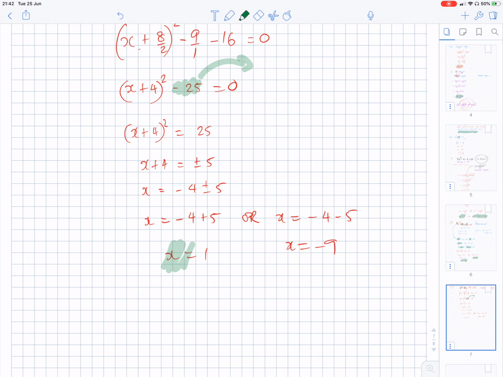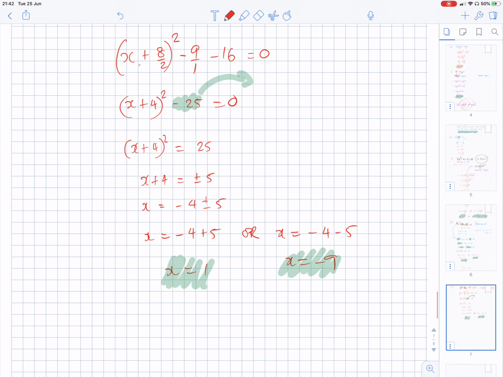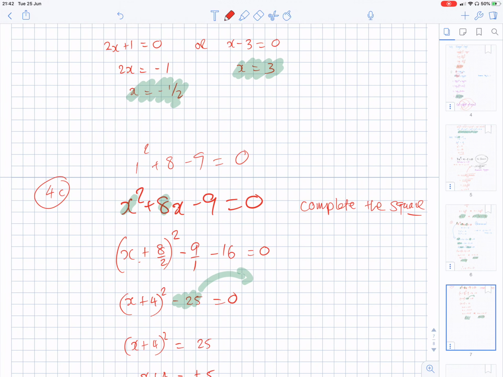Now if you want, you can take the x equals 1 and put it in this equation. If you put x equals 1, you get 1 squared plus 8 minus 9. 1 squared is 1. 1 plus 8 is 9. And minus 9 is 0. So that's correct. You can put in minus 9. Minus 9 squared is 81. Plus 8 times minus 9 is minus 72. Minus 9 is 0 again. Because 81 take away 72 is 9. 9 take away 9. Good. So that is correct.